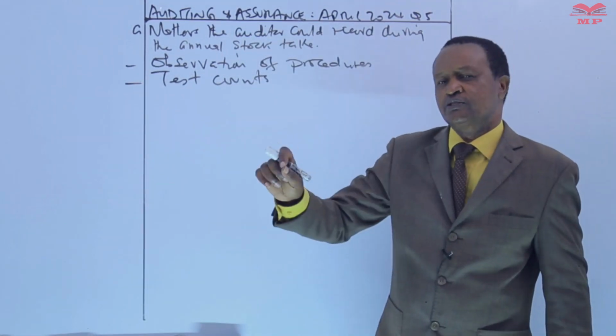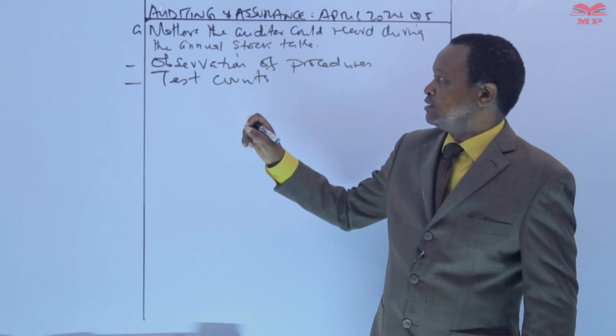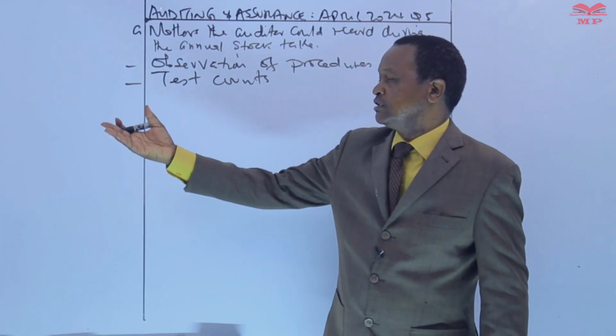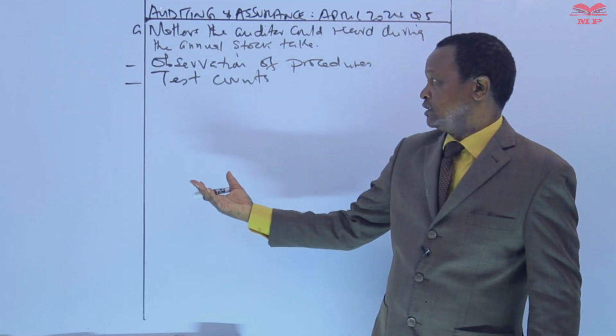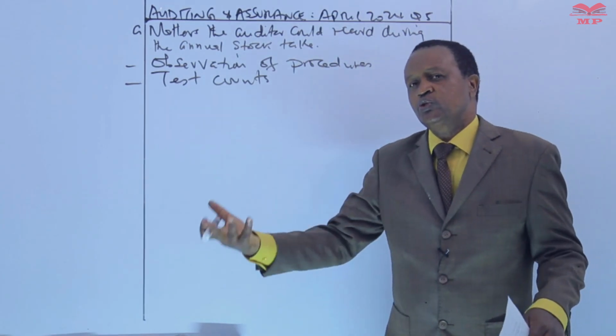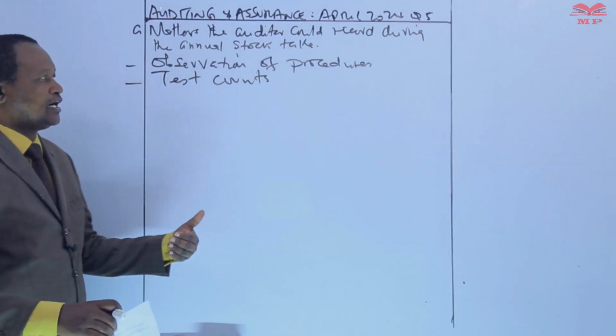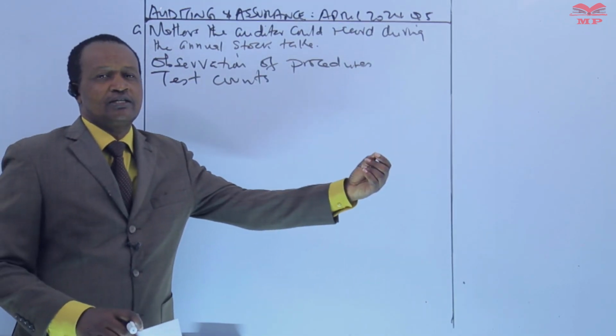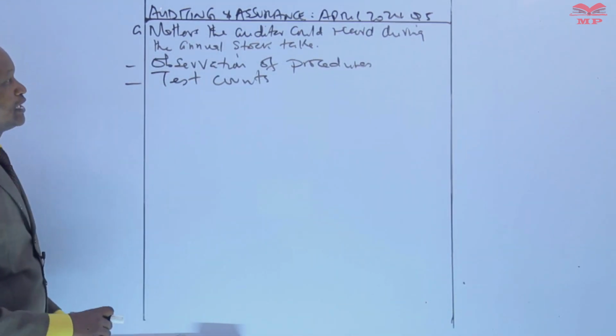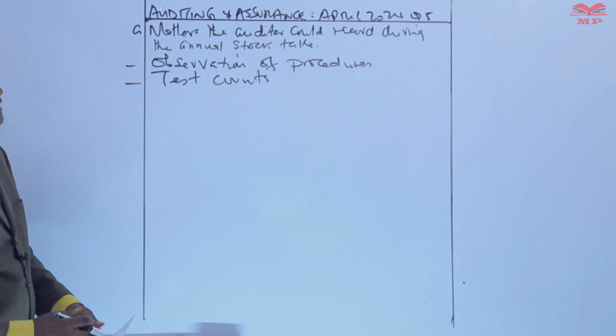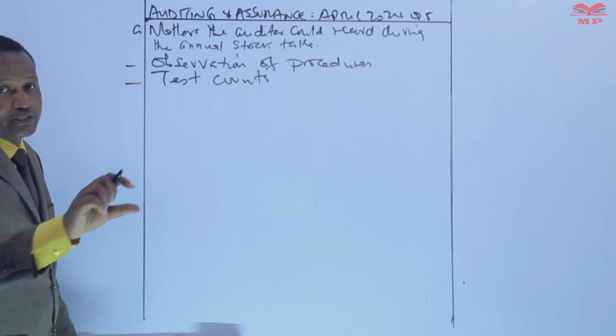Test counts. Because the company he is auditing has carried out the count, he should also do the same and test whether his counts agree with the counts of the company. Test counts, and then record in the working papers.